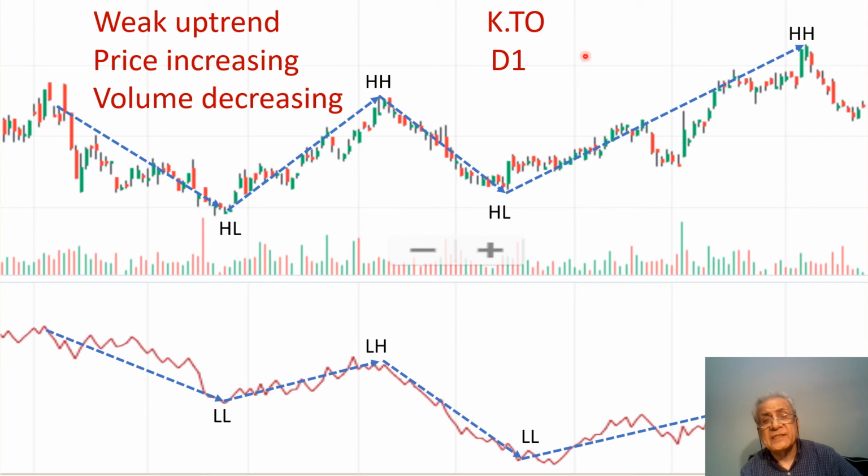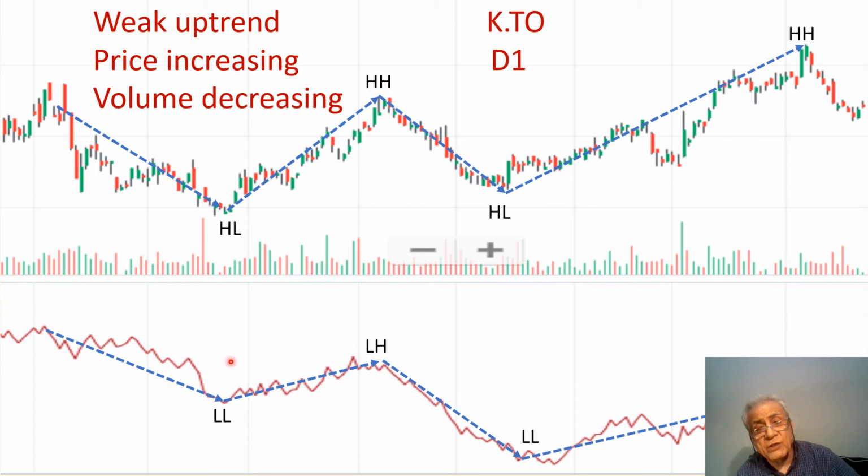This is Yahoo Finance, NOK stock. Now in this graph, we see the price making higher low, higher high, higher low, higher high. That is an uptrend characteristic, and so the price is increasing. Now the OBV curve shows that the volume is making lower low, lower high, lower low, and lower high. That is the characteristic of a downtrend. So the volume is decreasing.